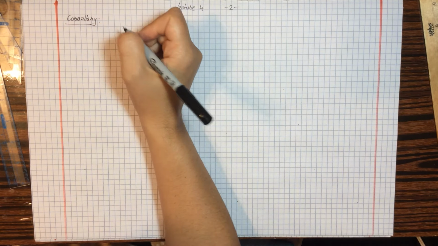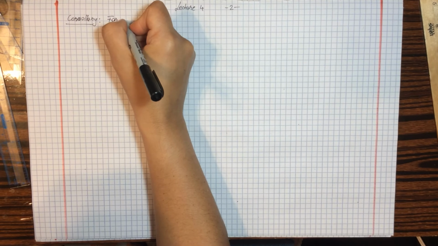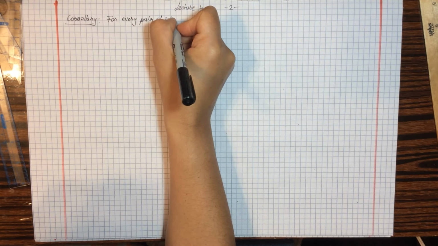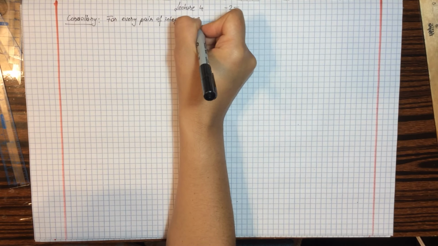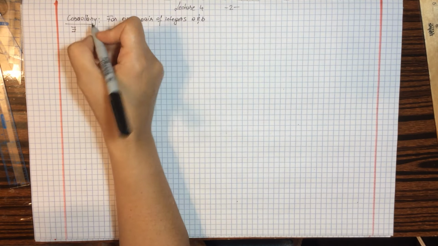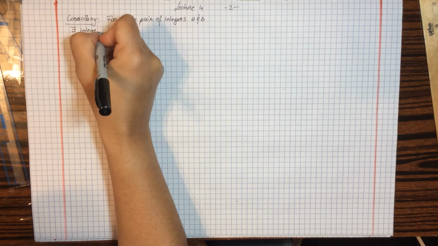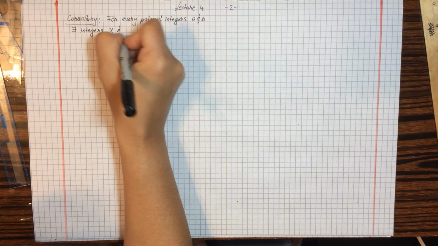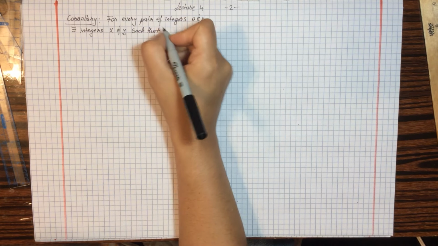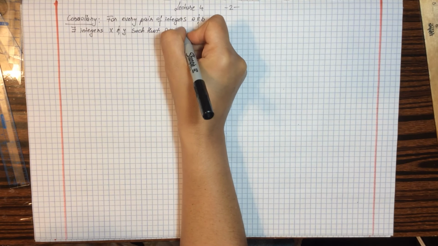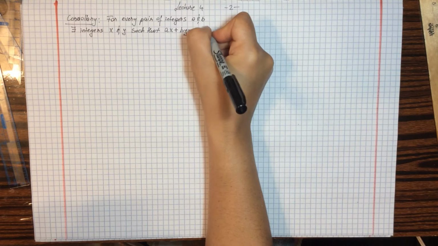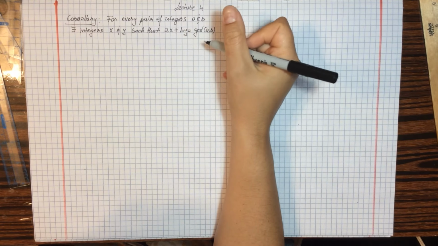Okay. So for every pair of integers a and b, there exist integers x and y such that a times x plus b times y equals the GCD of a and b. This is a very important tool.